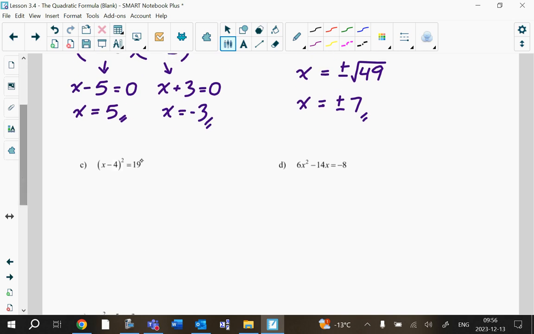We're not going to do C. Yeah, it could be. Well, I mean, it is an ax squared trinomial. The question is, can we factor it?